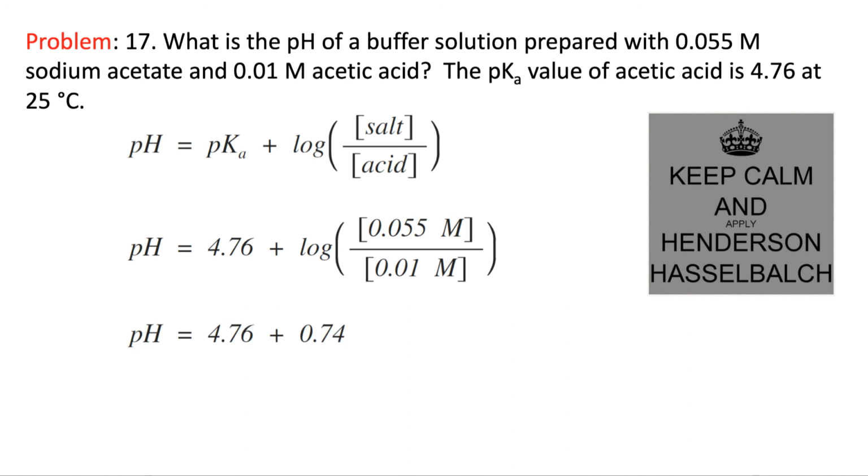So if we do that math to begin with, the log base 10 of 0.055 divided by 0.01 gives you 0.74. That's the value you're going to add to the pKa value, which we started with, which was 4.76. If you add those together, then the final pH of this buffer solution would be 5.5.